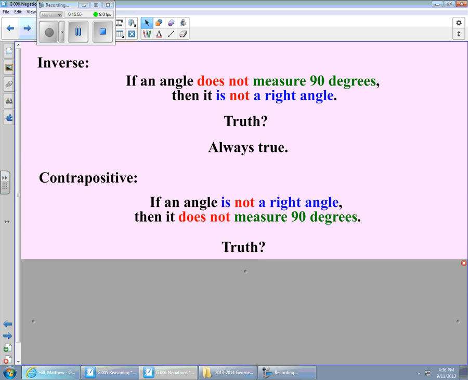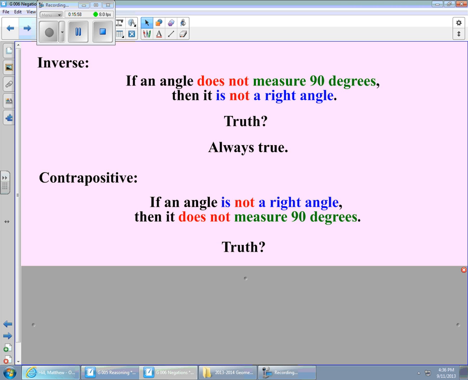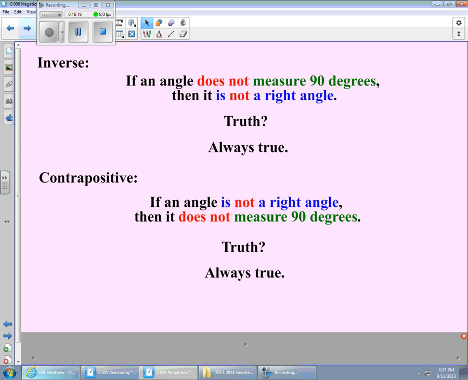Well, again, you have to evaluate the truth on a case-by-case basis, so let's see what we think. If an angle is not a right angle, does that guarantee that it is not 90 degrees? Once again, this thing is dancing all over the definition of a right angle. If the angle is not a right angle, then there is no possible way that it could measure 90 degrees. So once again, always true. Like we said, the strongest of the rules and definitions and theorems that we have in mathematics are going to have conjectures, and then converses, inverses, and contrapositives that are always true as well.